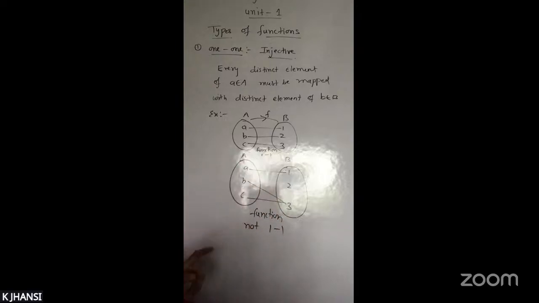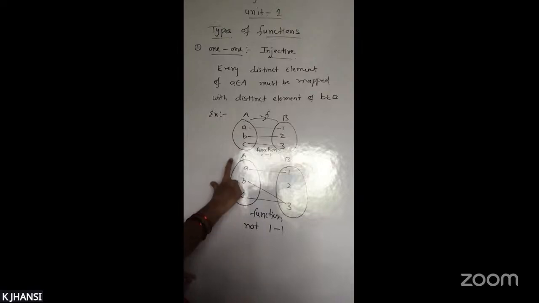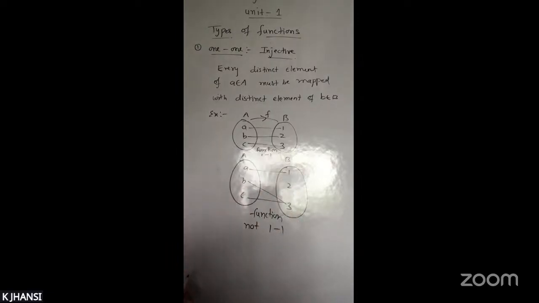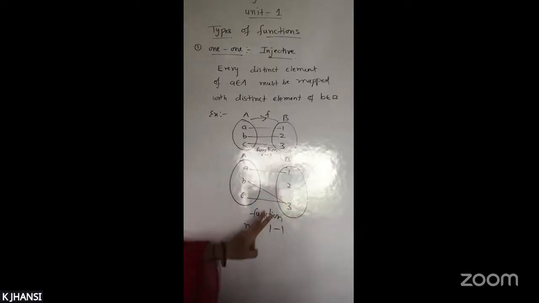Why? Because in onto function, whatever the elements in set B are there, they should compulsorily have a pre-image, meaning they should have images in the set A. So no element in set B should be left. That is the condition for onto function. Whenever it is onto function, if one element is left here, it is not onto function. If you see here, it is not onto, it is not one-to-one, but it is a function.